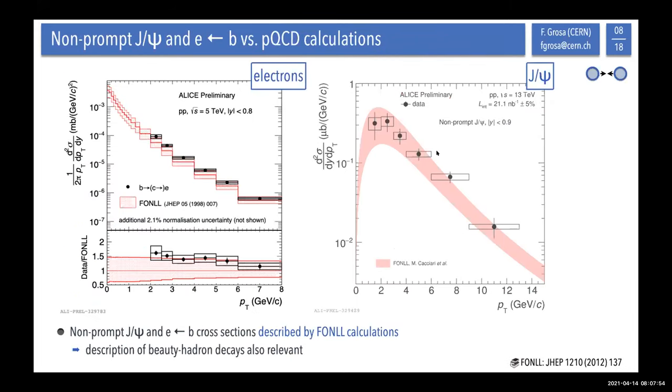So I will now go through the results, and I'll start from electrons from beauty-hadron decays and the pT differential cross-section that you can see on the left, and non-prompt J/psi, again the pT differential cross-section that you see on the right, both compared to FONLL calculations. And you can see that in both cases, the data are well described by FONLL calculations. Just a point that I want to underline here is that for non-prompt production, the FONLL calculations include also the description of the decay kinematics of the beauty-hadrons to the final state, which is also relevant for the description of our measurements. And as you can see, this is pretty well described.